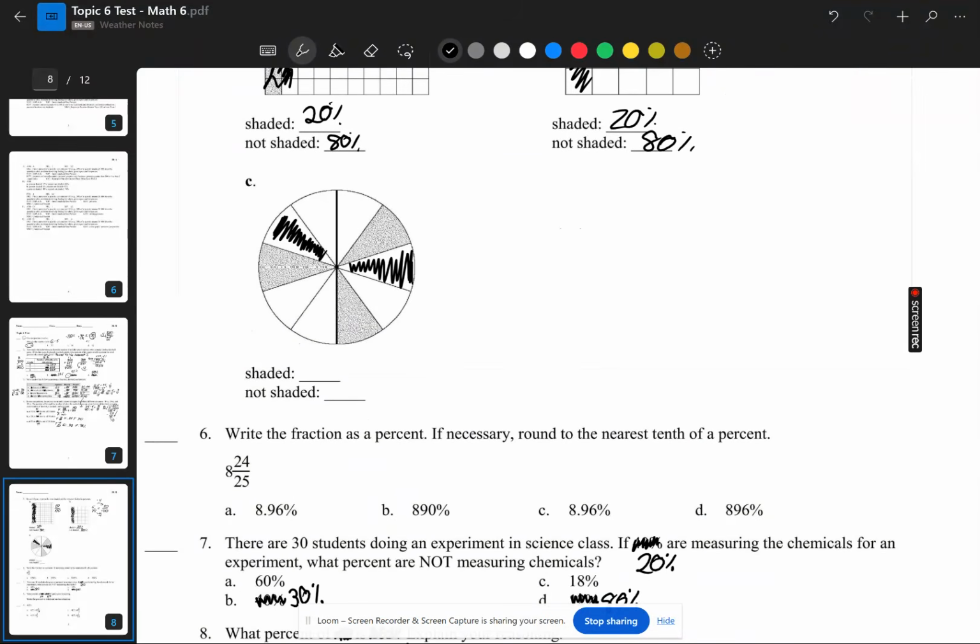And then C, it's out of 1, 2, 3, 4, 5, 6, 7, 8, 9, 10. So this is out of 10. And then there's 1, 2, 3, 4, 5 that are shaded. 5 out of 10. To get this to 100, this is times 10. So it's 50 out of 100, 50%, which means my not shaded is also 50%.